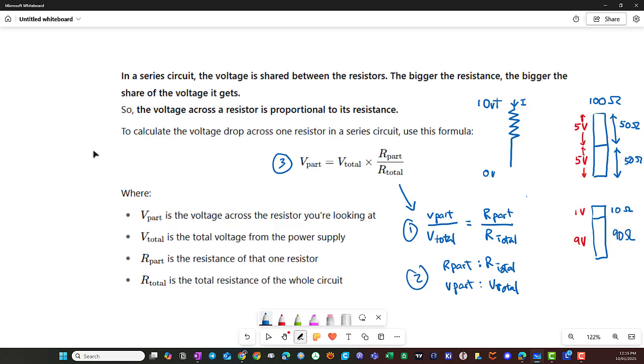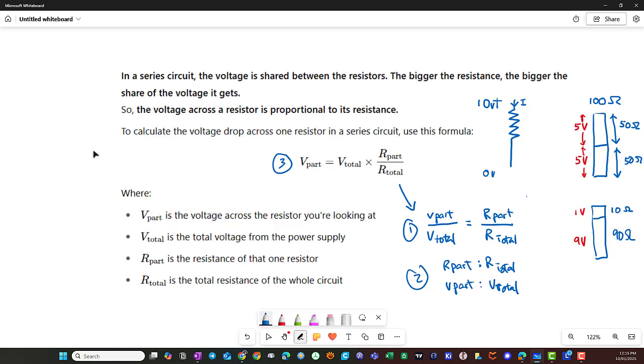So if you take the first form, V part, and you do the algebra, you multiply both sides by V total, or as some of us will say, we bring this V total to the other side, and you'll get this formula. So V part is equal to V total multiplied by R part over R total.